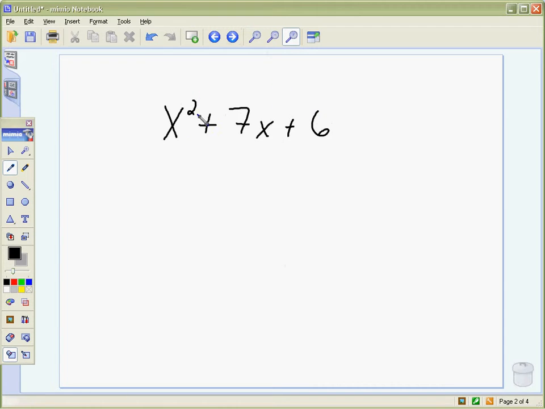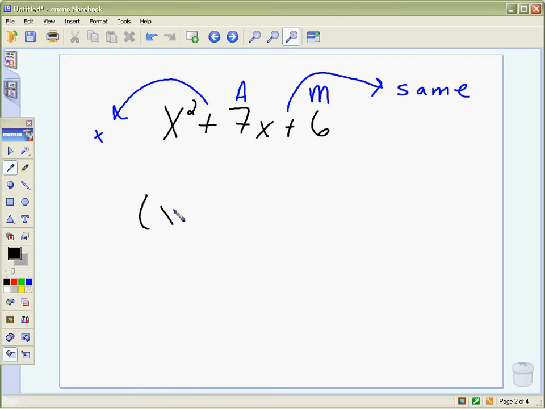Here we have, again, the number in front of x squared is 1, so I can factor the simple way. I'm looking to add to get to 7, multiply to get to 6. This is a positive, so my signs in my answer are going to be the same. And this is a positive, so they will both be plus. So I have an x plus and an x plus. Again, multiplying to 6, adding to 7.